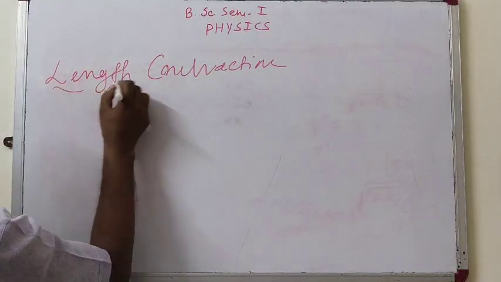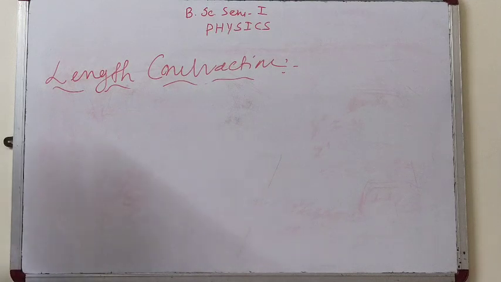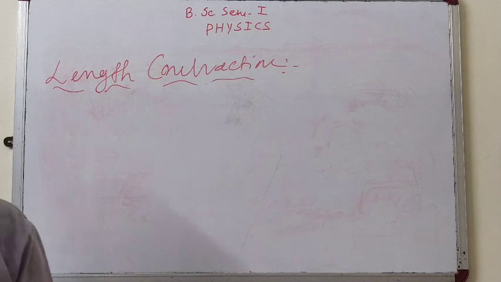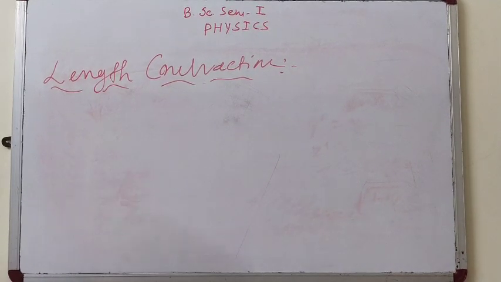Length contraction. Here we know length contraction. In general physics, the length of an object is always constant, which does not change with respect to observer or source. It is always constant, whether it is in moving condition or in rest condition.